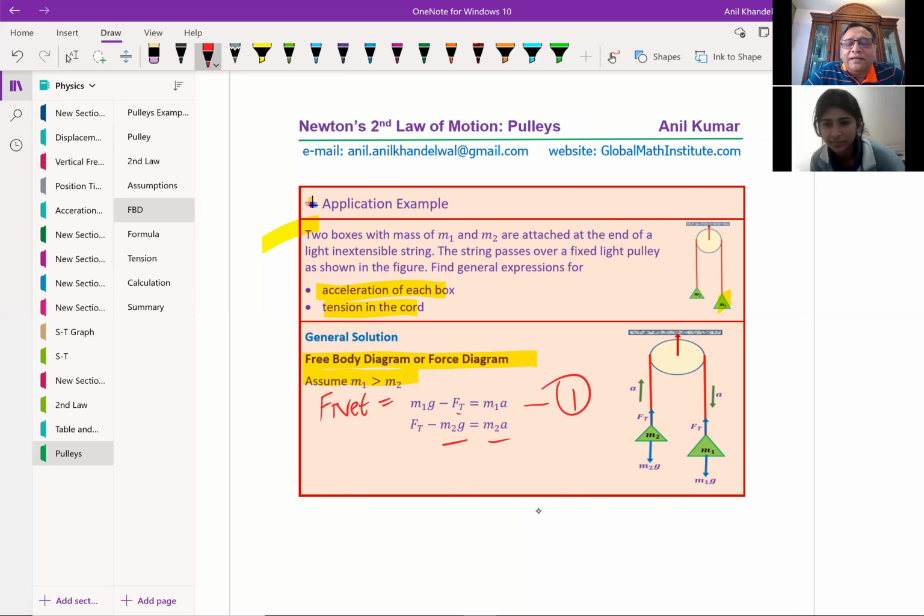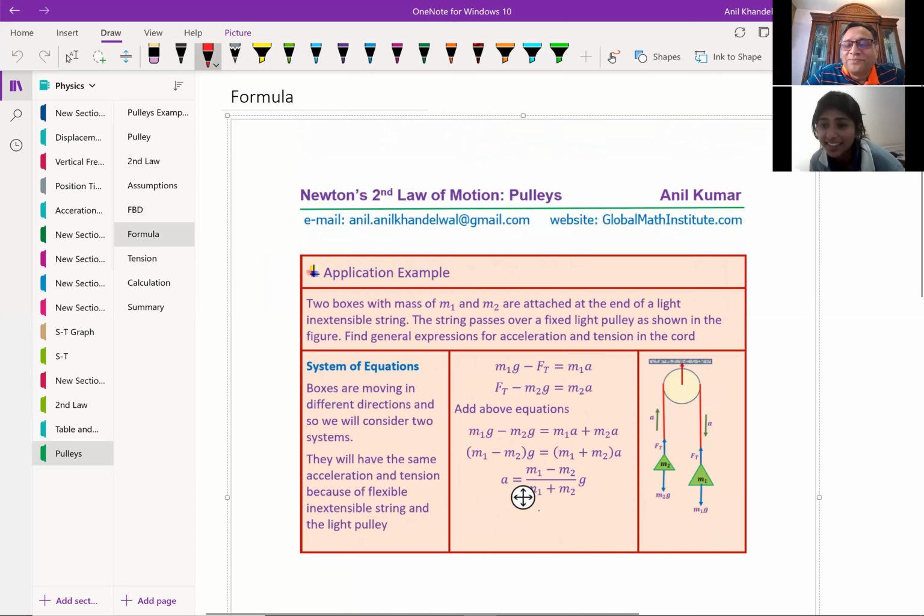Clear? So again, the same equation. You can actually add these equations and these cancel, and you can now find what a is, correct? Once you find a, you can find what Ft is, correct? That's the process. So let's move on. Yeah, it's the same process.